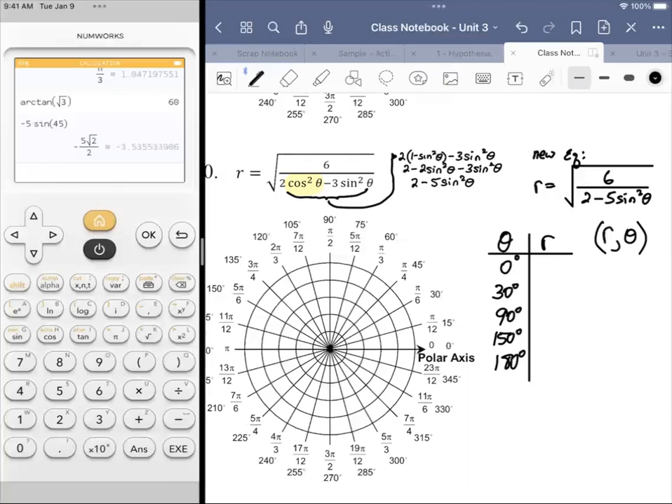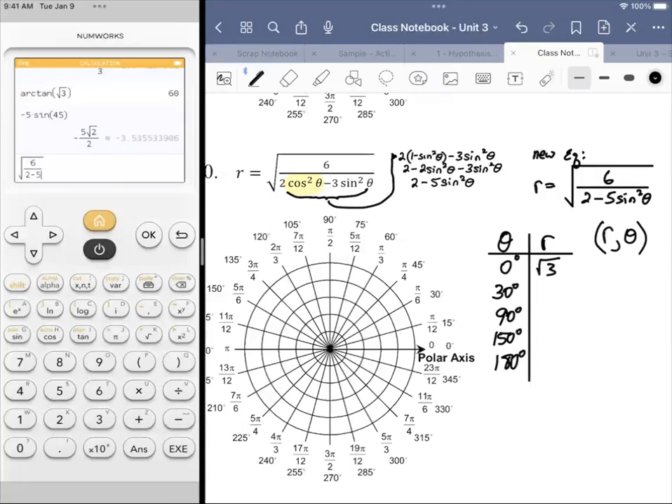Now it would be understandable if you're like, I'm just going to put this in the calculator and see, but you don't want to give away the easy stuff. All right. If I put in a 0 for sine, this part's going to zero out. You're going to be left with a 6 over 2. Square root of 6 over 2 is really the same thing as the square root of 3. All right. But maybe you don't see that.